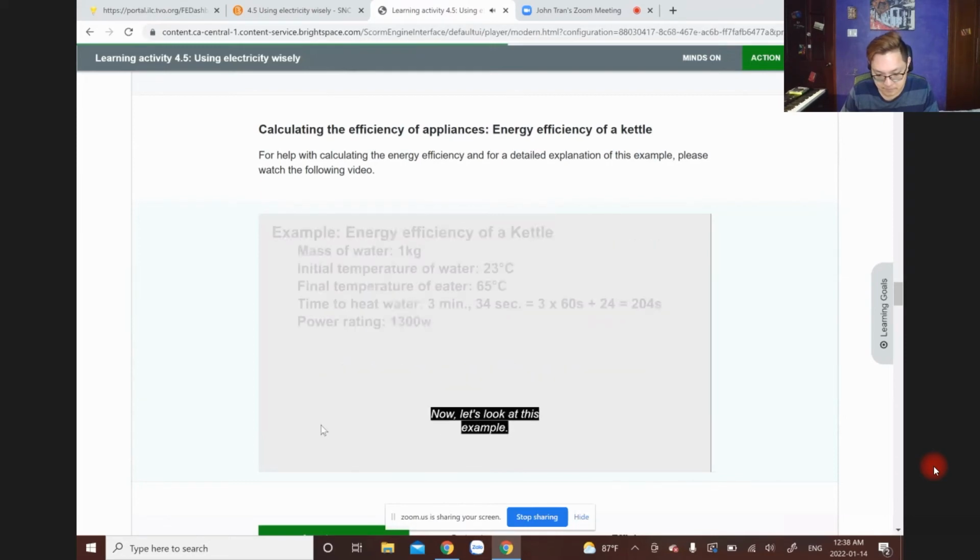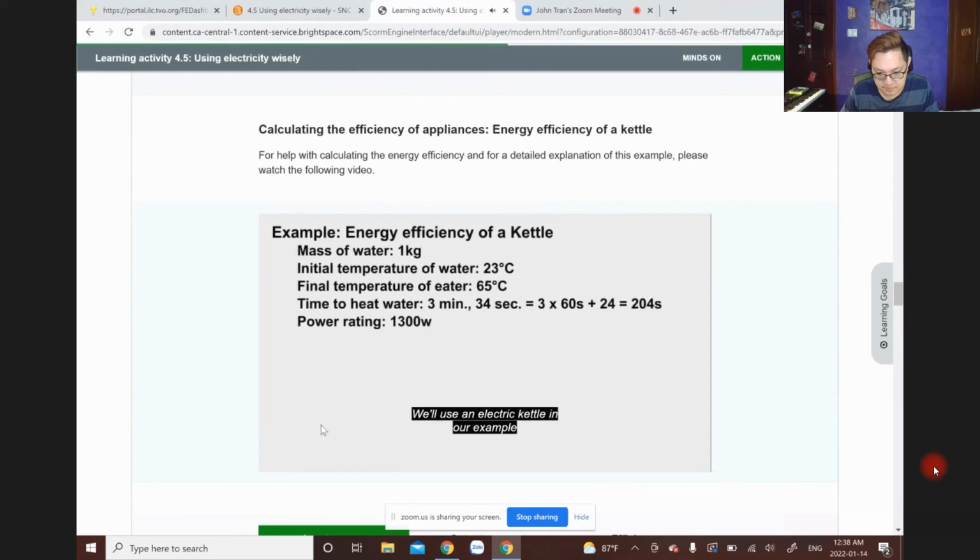Now, let's look at this example. We'll use an electric kettle in our example because its function is very simple. Most of the energy that enters as electrical energy is given off as heat to increase the temperature of the water so that it will boil. We're going to use the kettle to heat 1 kilogram of water from 23 degrees Celsius to 65 degrees Celsius. It takes 3 minutes, 24 seconds, or 204 seconds to heat that water.